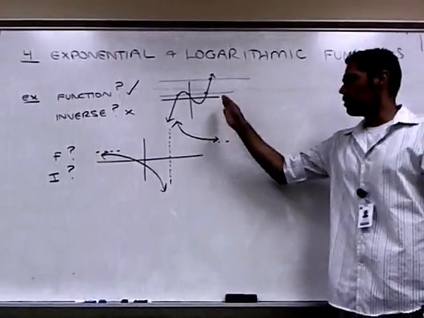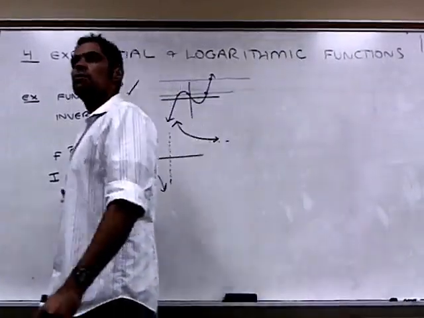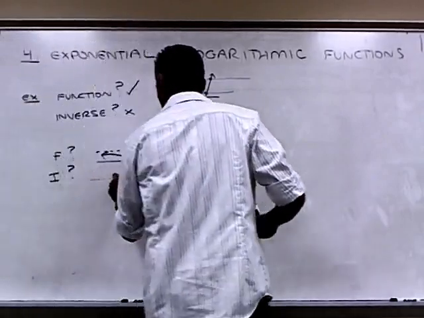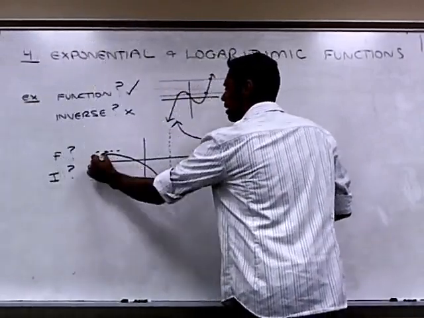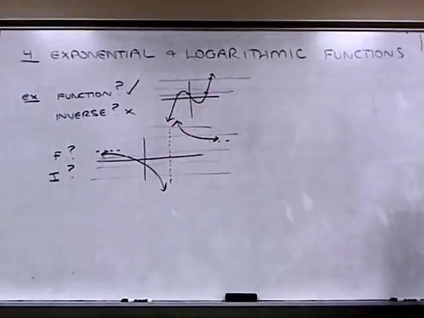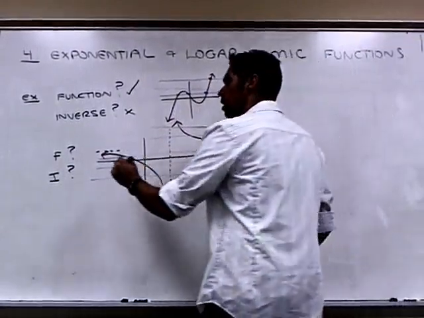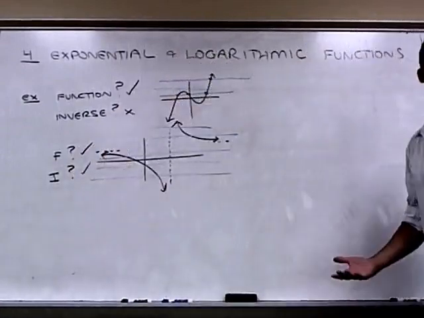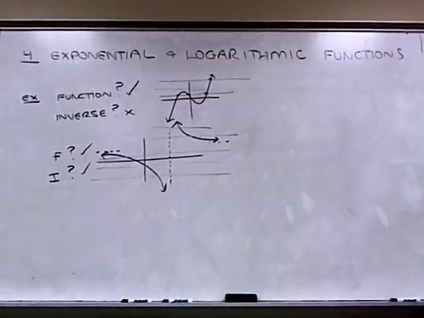Is it a function? Yeah, it passes the vertical line test. Does it pass the horizontal line test? Yes, it also does, right? Because I start drawing horizontal lines, I'm only hitting the graph once. So that would be yes, yes, right? Do all rational functions have inverses? No. You can think of one, right?